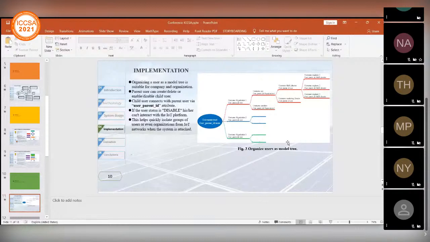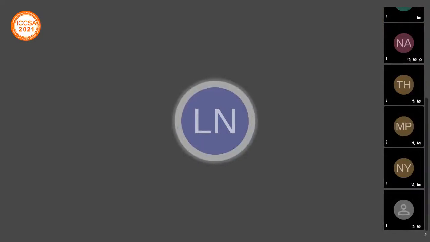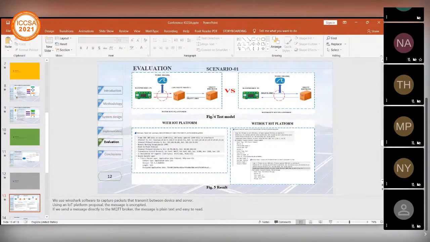We go to part 5, evaluation. In part 5, we have 2 scenarios. In test 1, we will evaluate the message encryption when using the IoT platform or without using the IoT platform. You can see figure 4 illustrates the scenario 1 test.